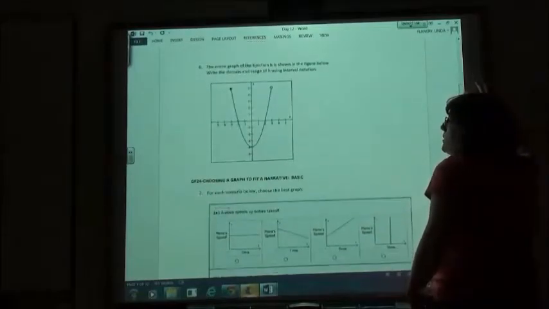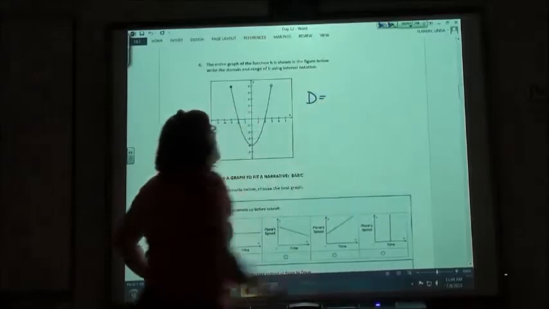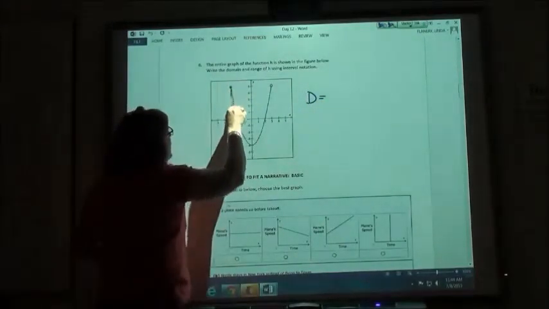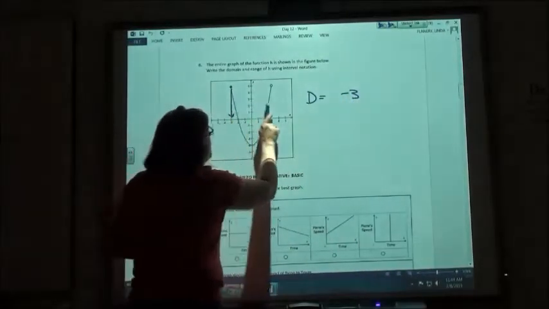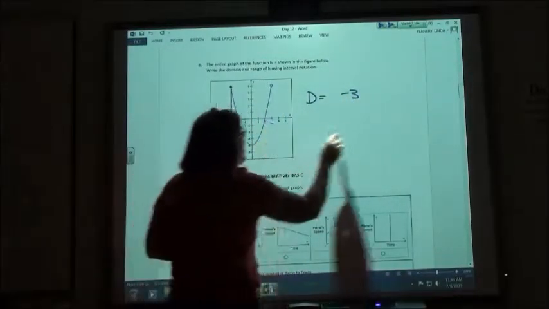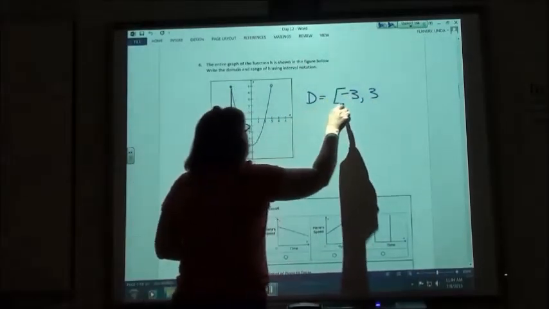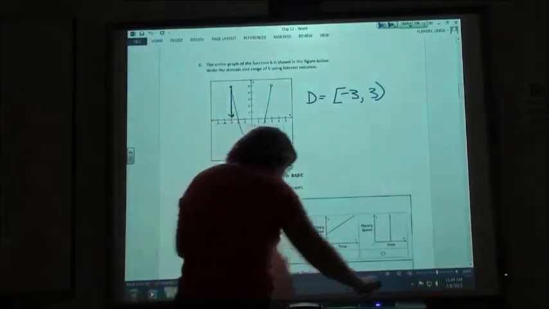The third one's a little bit trickier. Again, if I think about my domain, it is the farthest left point. The x value of that is at -3. To the farthest right point, the x value of that is a +3. I am including the -3. I am not including the +3. So that part wasn't so bad.